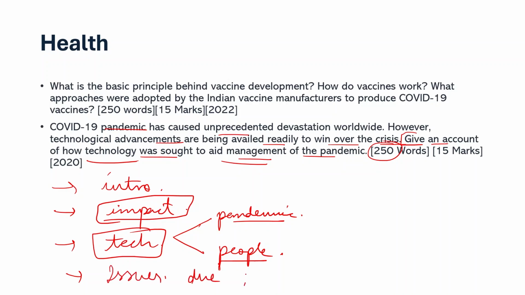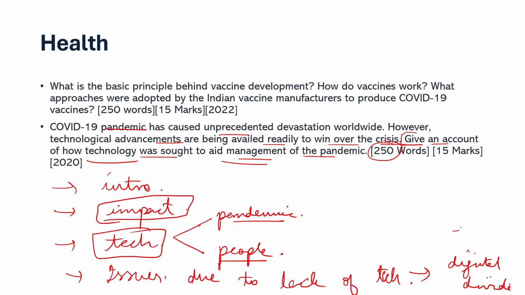due to lack of technology. Why are we writing this? Because it's a 250 word question. If you don't have content, you can complete your answers by writing about what were the issues that caused problems to people who were not having the technology. So things like digital divide. Not everyone could afford to attend online classes.